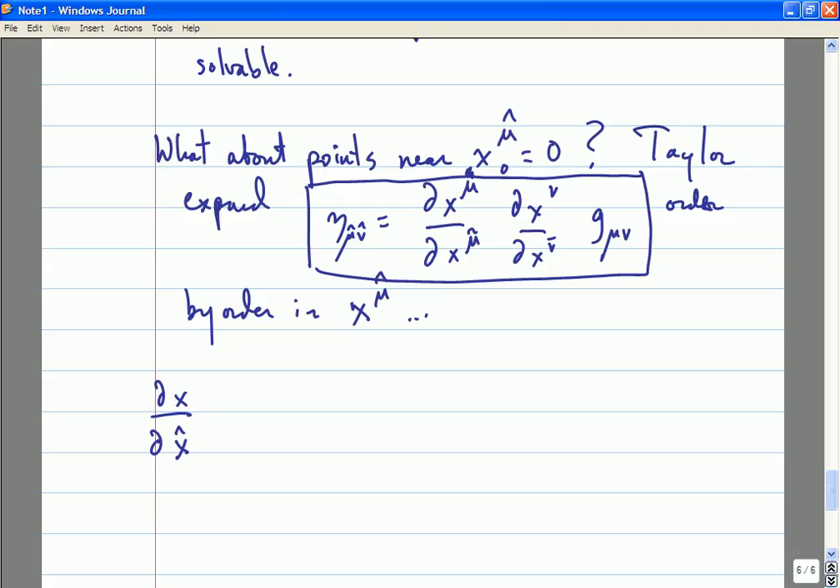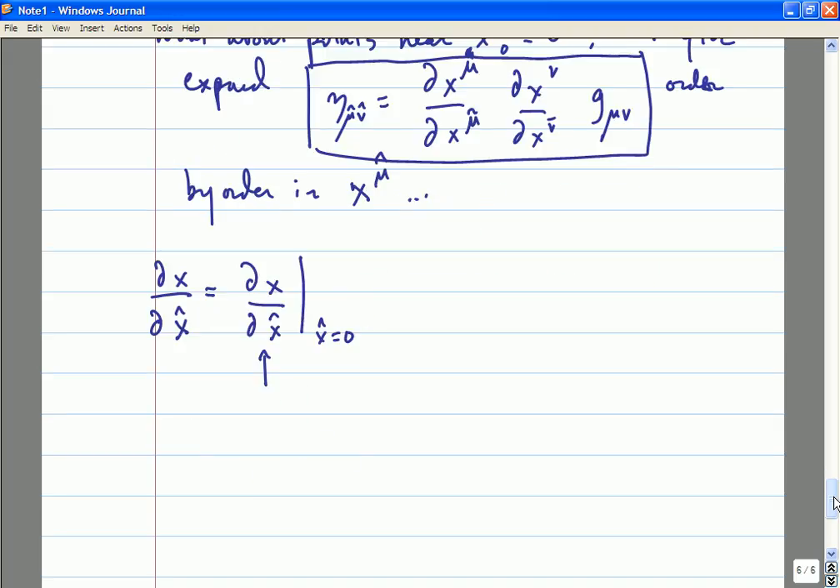For the sake of clarity, maybe I'll not write out any indices here, just because they will quickly take over the computation. But let's just understand how this works. So let's imagine expanding this guy order by order in x hat around the point where x hat is equal to 0. So you start with the value of dx by dx hat at x hat equals 0. That has 16 degrees of freedom because there are four possible indices, four possible values for each one of those four indices. So we have 4 times 4, which is 16 degrees of freedom.